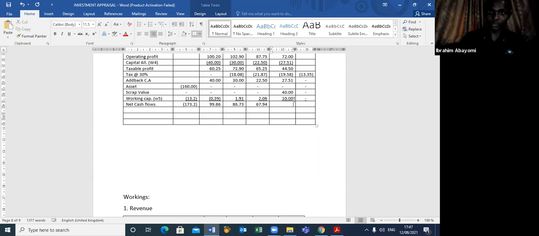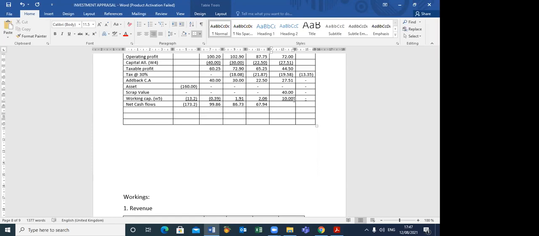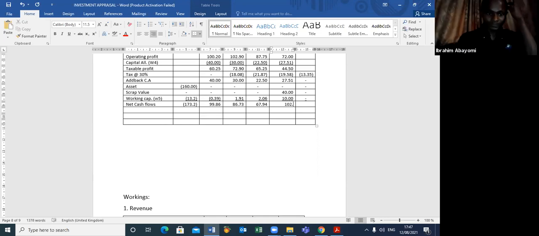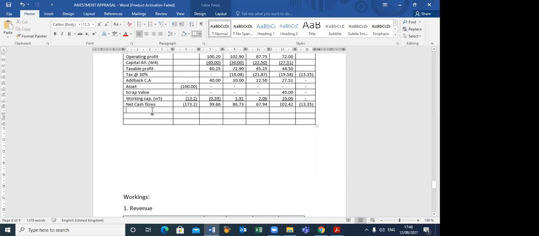Sorry, my calculator went off. What do you have? 102.42. So this one will now be 13.35. These are the net cash flow.